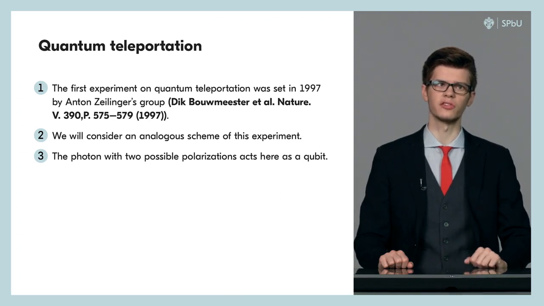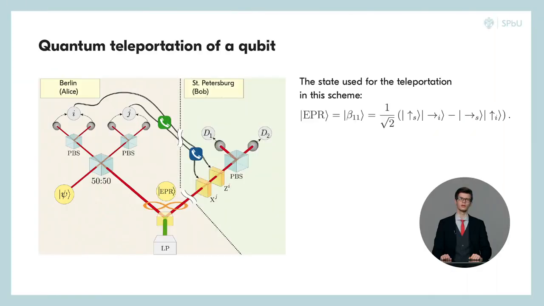The photon with two possible polarizations acts here as a qubit. You can see the experimental setup presented on the slide. As we already know, the aim is to transfer a photon's state psi from Alice to Bob. Alice and Bob are distanced from each other. They could be in different cities, for example.